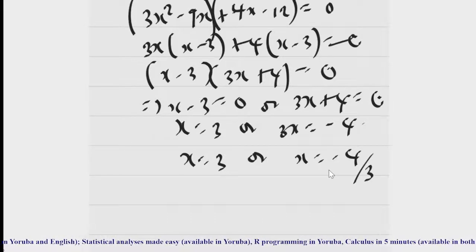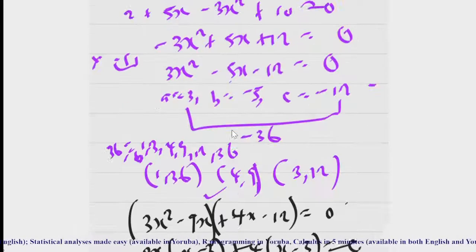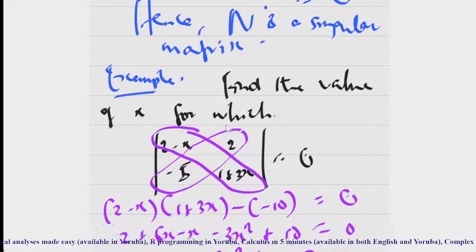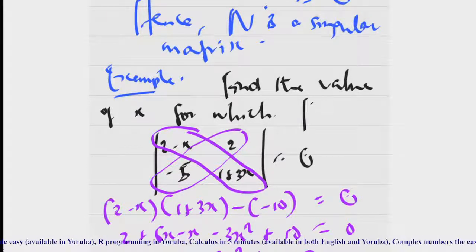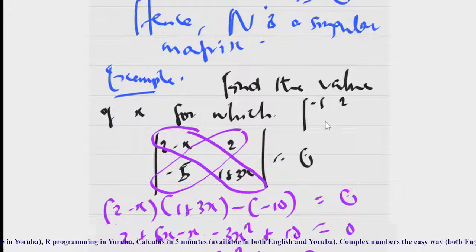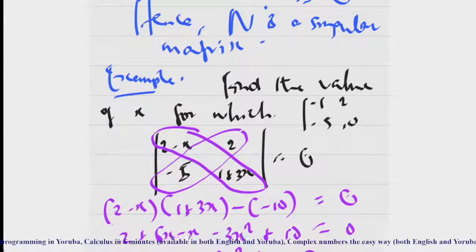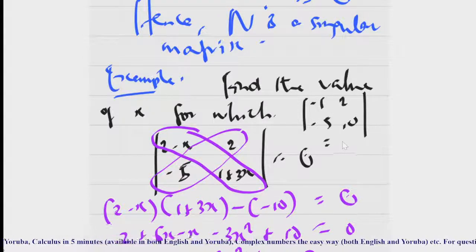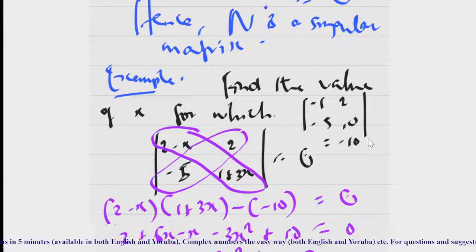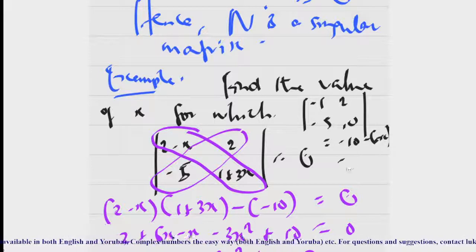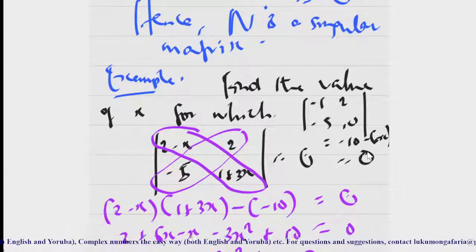So if you want to know whether you obtain it, just substitute the value of x to be 3 here. If I put 3 here, then I'm going to have 2 minus 3, that's minus 1, 2, minus 5, 10. So if you take the determinant, this is going to give me minus 10, minus minus 10, which is going to give me 0. So that is a singular matrix.